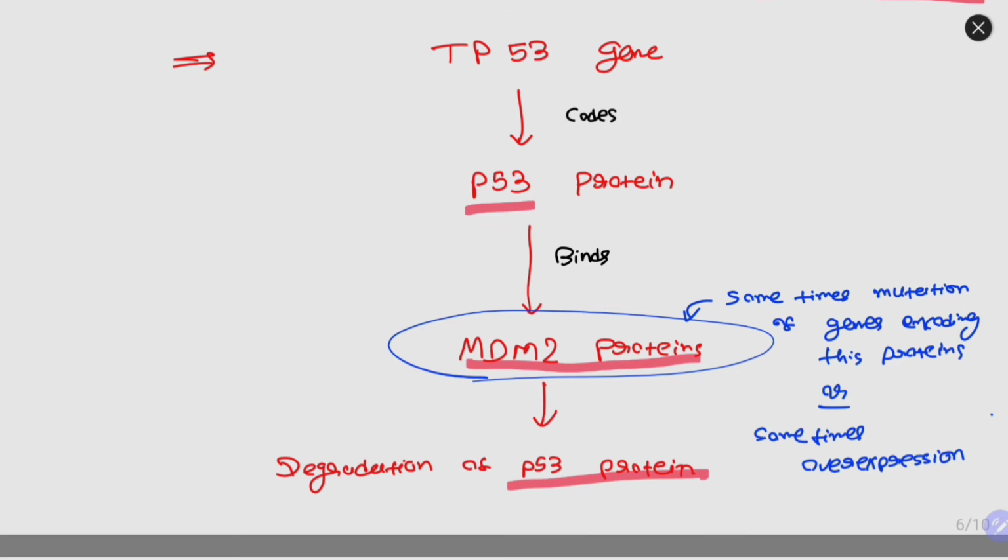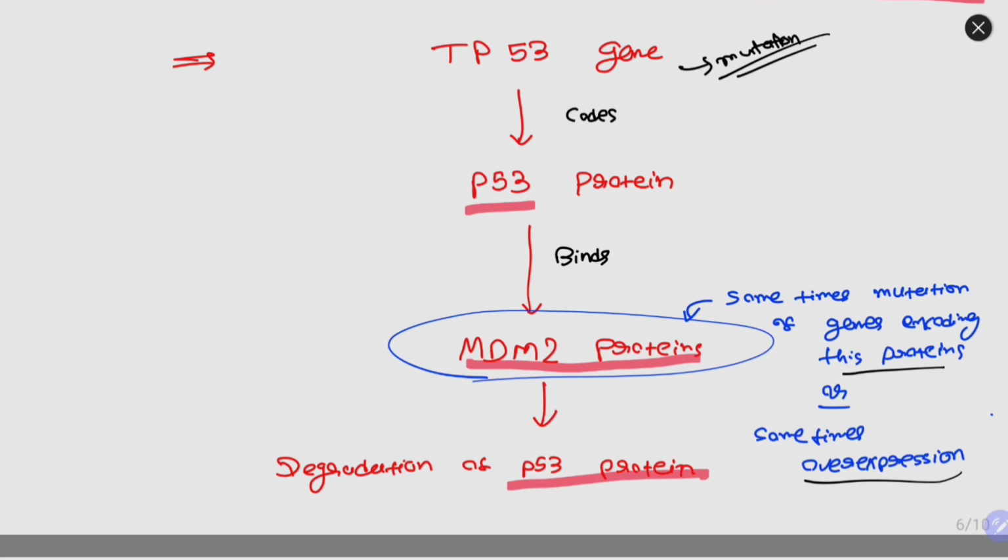Now guys, we can think that if there is already a mutation in the TP53 gene, there will be loss of function obviously. What other thing can happen? Overexpression of MDM2 protein can happen, then it would obviously clear off all the P53 protein, or sometimes mutation of genes encoding this protein also can happen, which will cause an increase in P53, or accumulation of P53 in the cells.